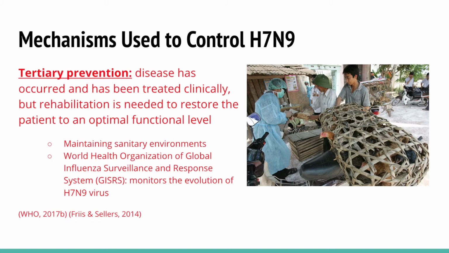Another example is an organization called the World Health Organization's Global Influenza Surveillance and Response System, also known as GISRS, who monitors the evolution of the H7N9 virus. They also help monitor and prevent other breakouts in other provinces throughout China.